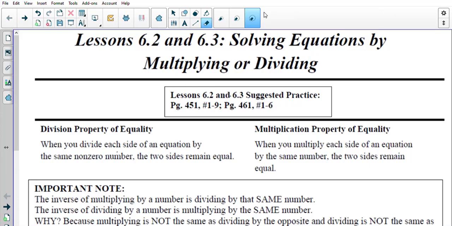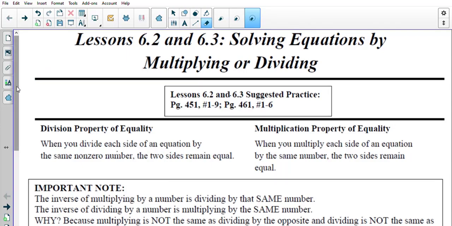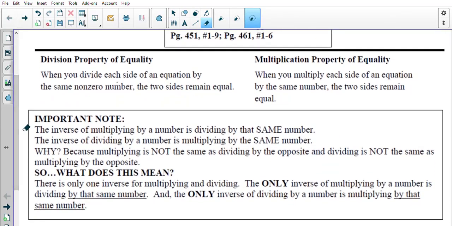This video is going to focus on the lesson 6.2 and 6.3 guided notes, solving one-step equations by multiplying or dividing. Now, just like when we solved one-step equations by adding and subtracting, we also have the multiplication and division properties of equality. And just like those rules, it basically says that what you do to one side of an equation, you have to do to the other. So either add the same thing to both sides, subtract the same thing to both sides, multiply or divide the same thing on both sides of your equation.